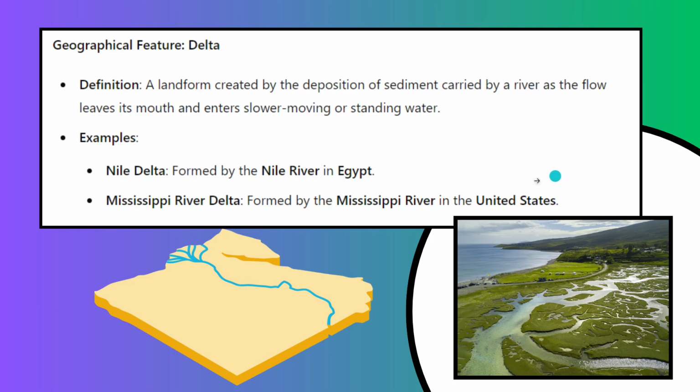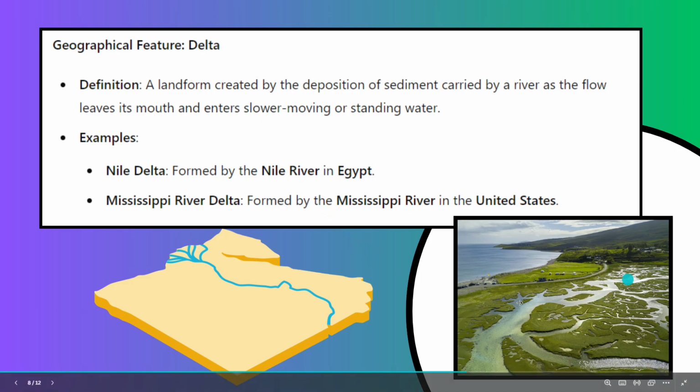A delta is another good one to know, and one you've probably seen when discussing Egypt before. A definition for a delta is that it's a landform created by the deposition of sediment carried by a river as the flow leaves its mouth and enters slower moving or standing water. This picture again is a good illustration of what that might look like. The example that most people know is the Nile Delta, formed by the Nile River in Egypt. You can see up here. It's very easy to see on the map, and the Mississippi River Delta, formed by the Mississippi River in the United States.